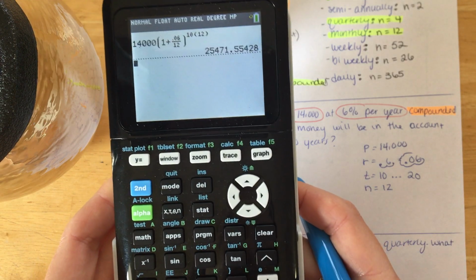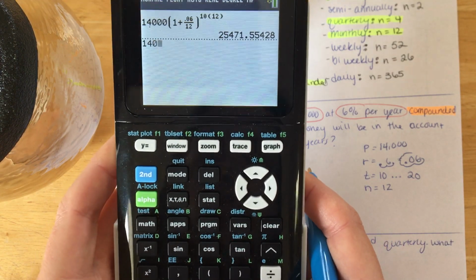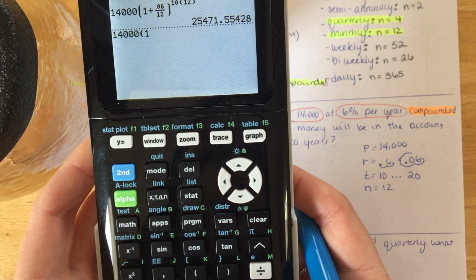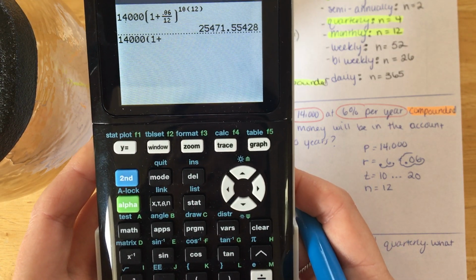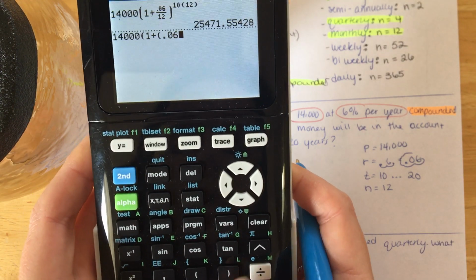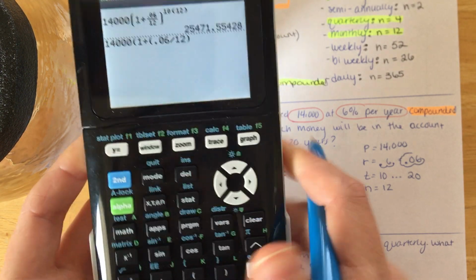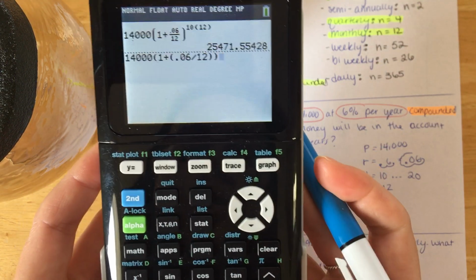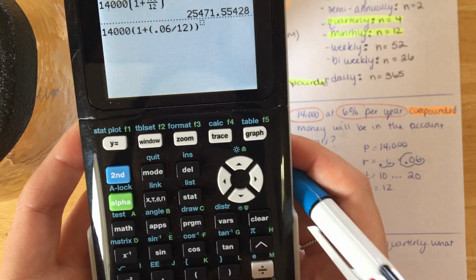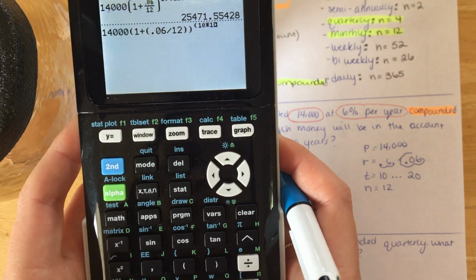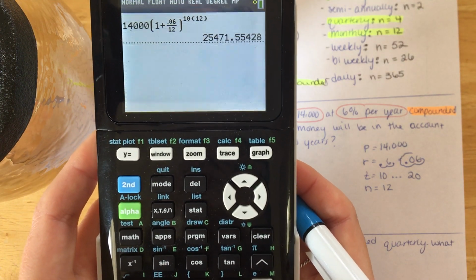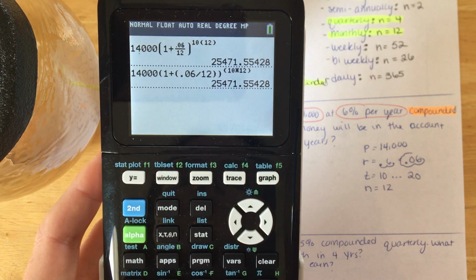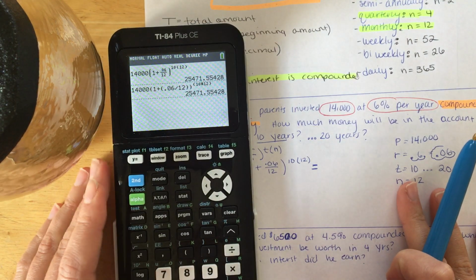Some of you do not have the ability to do that, so I'm going to show you what I would want you to do if you don't have that alpha y equals situation. I want you to do 1 plus and then in parentheses, your 0.06 divided by 12, close the parentheses. These two parentheses just show the fraction, and then close the whole thing, and then all raised to the, and you might even have to do 10 times 12 in parentheses as well. Just make sure you get the same answer, this 25,471 number, okay?